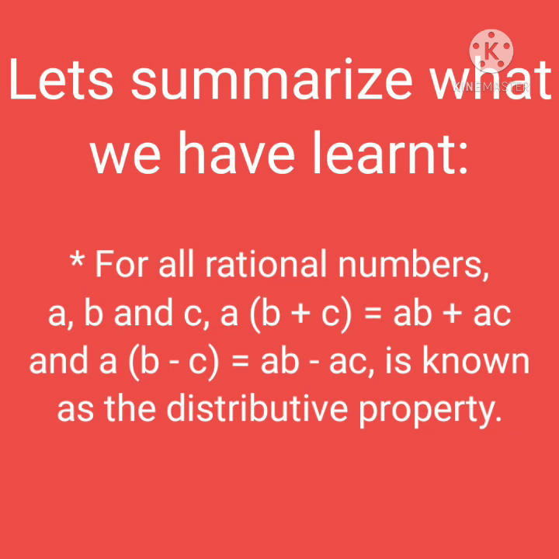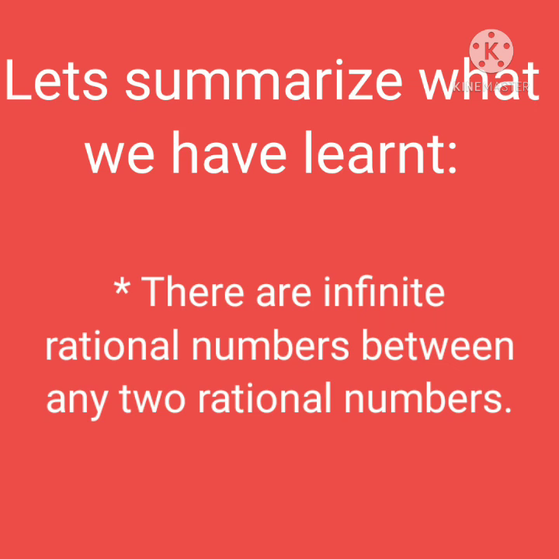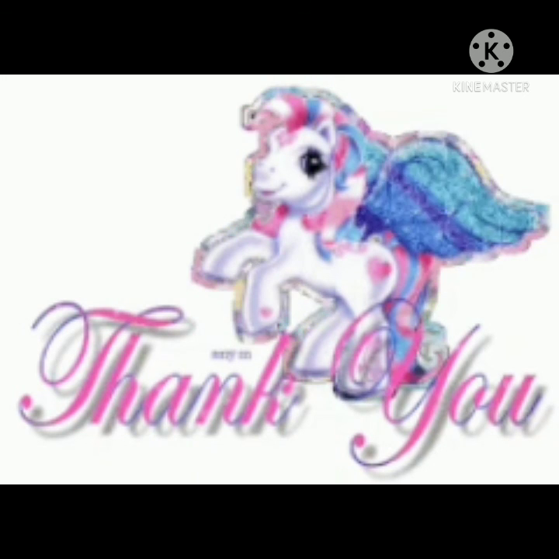For all rational numbers A, B and C, A multiplied by (B plus C) equals AB plus AC, and A multiplied by (B minus C) equals AB minus AC. This is called the distributive property. There are infinitely many rational numbers between any two given rational numbers. That's all.